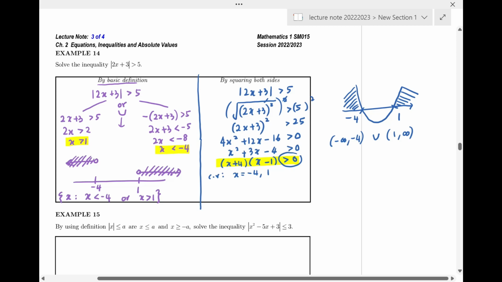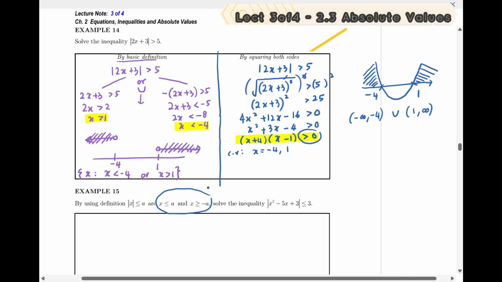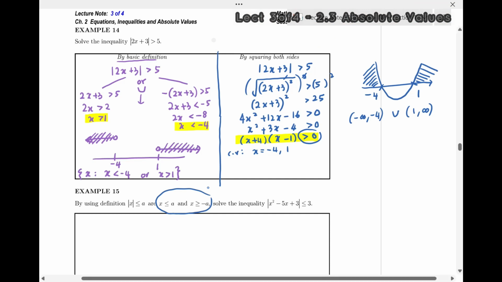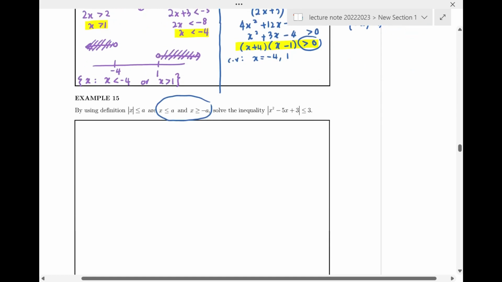Now going into example 15. By using definition, modulus of x less than a, these are only the definition of absolute value. Actually, this type of question, we cannot use squaring both sides, so that's why they ask us to use definition. Let's not waste any time. I rewrite the inequality.